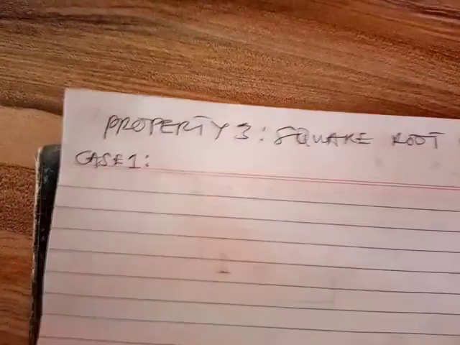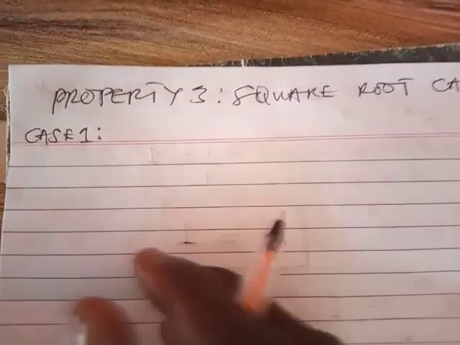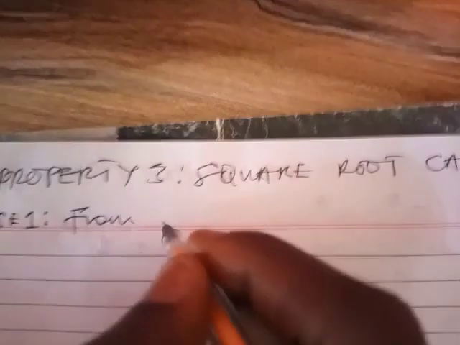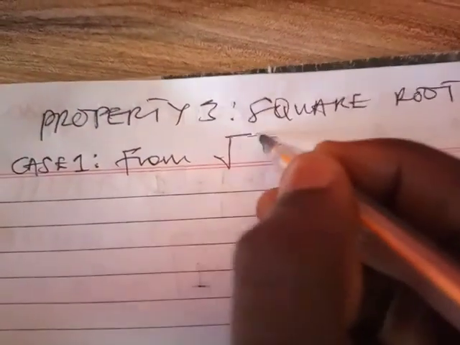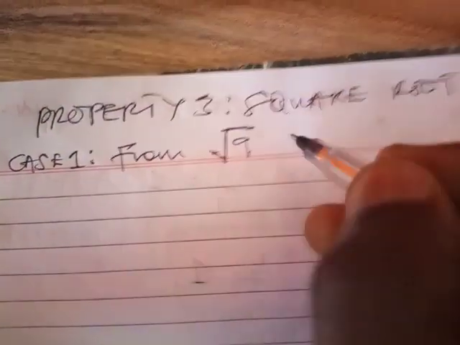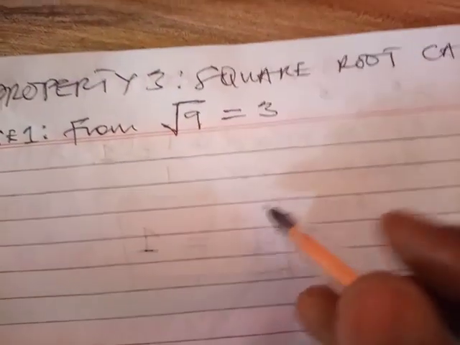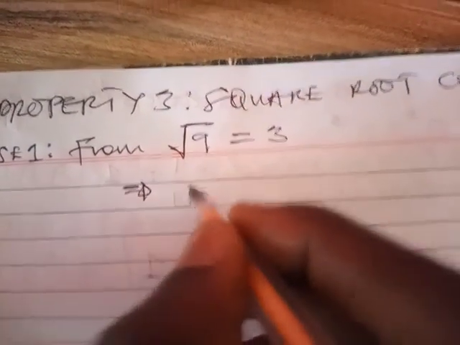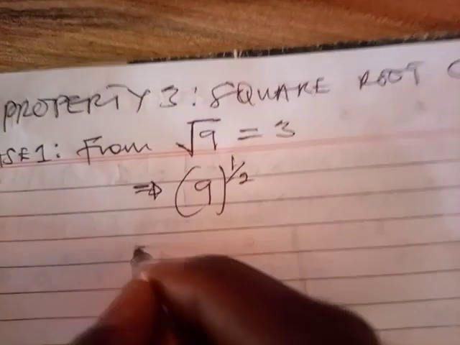Now the property 3, I call the square root cases. Let's look at case 1. From our calculators, or from what we know, the square root of 9 is 3. Now let's look at how indices understand root 9. Indices says that root of 9 is the same as 9 raised to the power 1 over 2.